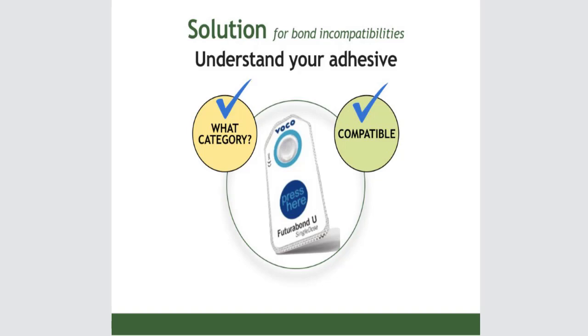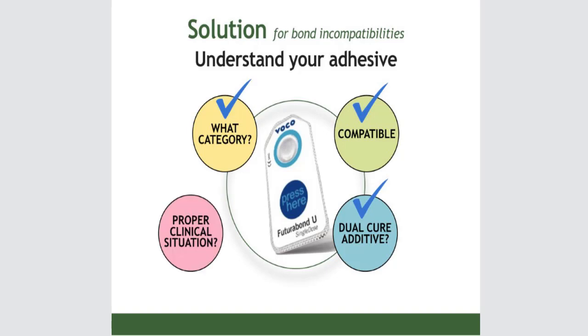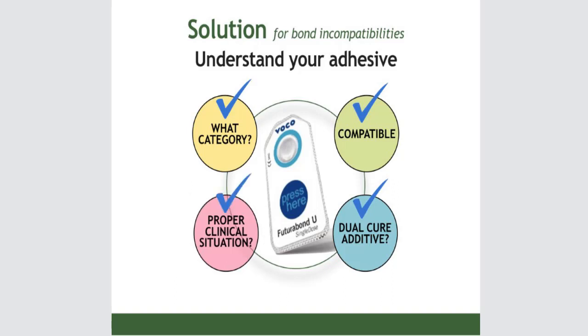So if I'm putting in a post or a buildup, I don't have to worry about whether or not my light gets down into the bottom of that post. I can put it in and initiate the cure, and the adhesive does the rest. Do I need a dual cure additive with this? No, I don't. But I'm asking these questions, and I want you to ask these questions about your different adhesives. And then what about the proper clinical situation? Well, of course, we don't want to use adhesives in a wet environment. We don't want to use adhesives in a bloody environment. We have to control these different clinical situations.